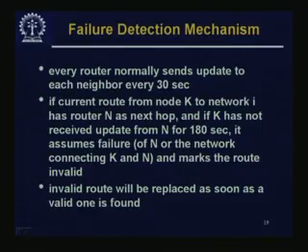Every router normally sends an update to each neighbor every 30 seconds, we have seen that. If the current route from node K to network I has router N as next hop, and if K has not received an update from N for 180 seconds, which is 3 minutes, it assumes failure. That means 6 such update periods, then it assumes failure of N or the network connecting K and N, it does not matter, either way it is the same for K, and marks the route invalid. Invalid routes will be replaced as soon as a valid one is found.